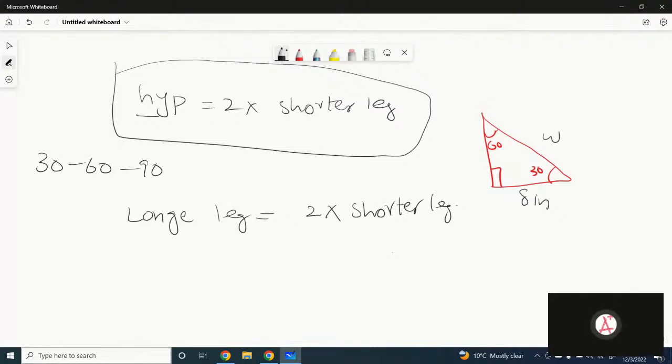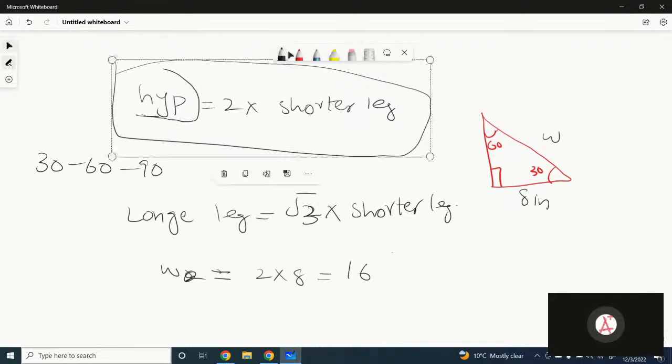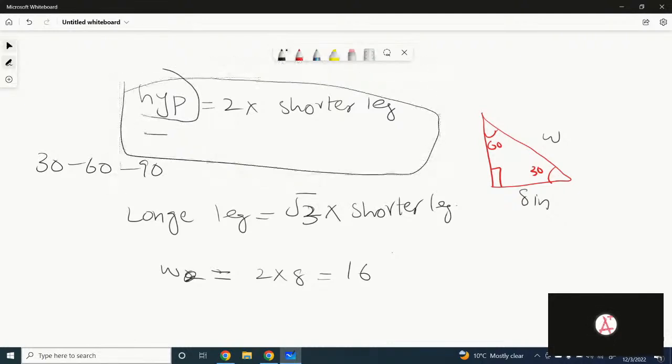The hypotenuse, you have to find W equals 2 times the shorter leg. The shorter leg is 8, so it would be 2 times 8, and 2 times 8 makes 16. Got it? Sorry, the longer length is square root 3 times the shorter leg. This one is for the hypotenuse. For the hypotenuse, it will be 2 times the shorter leg. So it would be 2 times 8. That means it is 16 inches. Got it? Okay, let's just move on to the next topic.